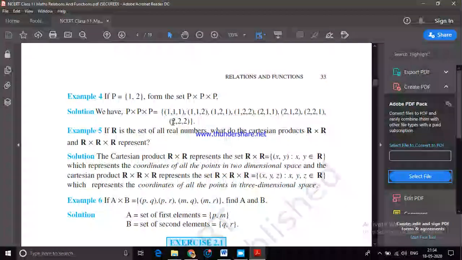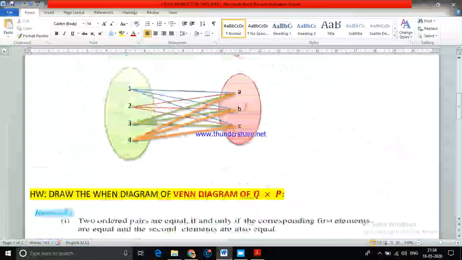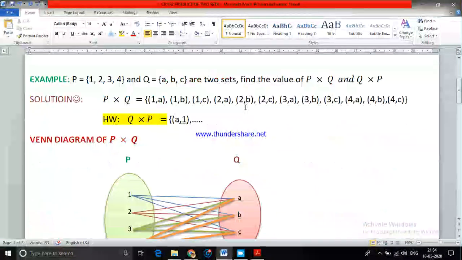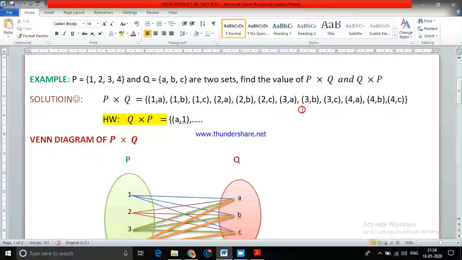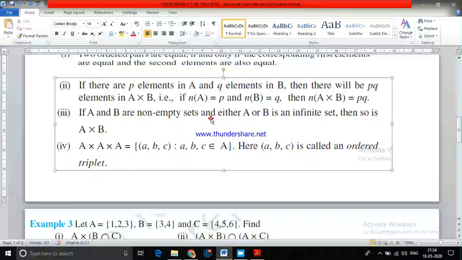Okay, so this is our introduction part of relations and functions. Please do understand this cross product, how to do the cross product, how the elements look in the Cartesian products, and what other properties or remarks we discussed. Because every property will be important.